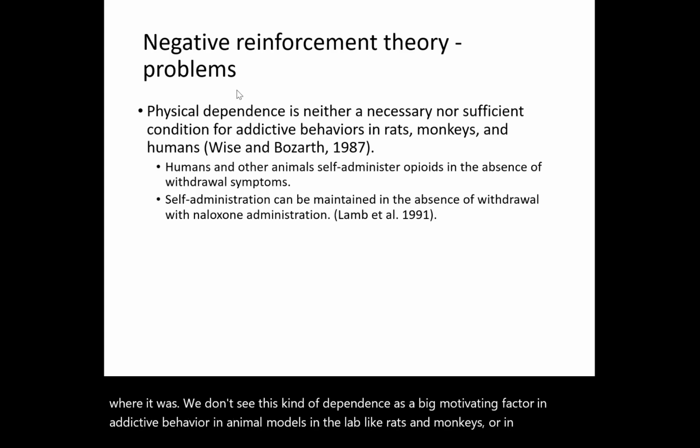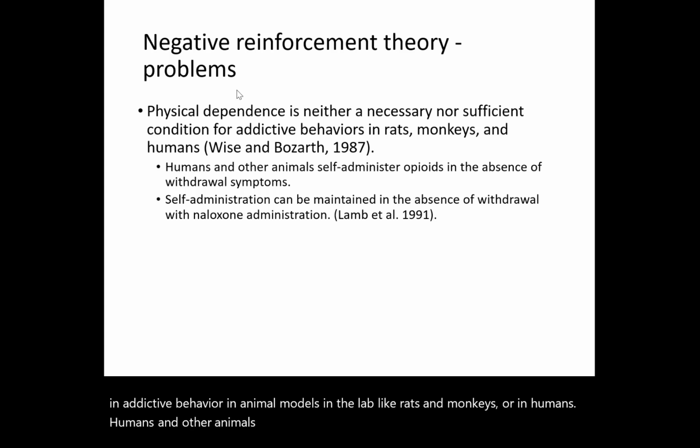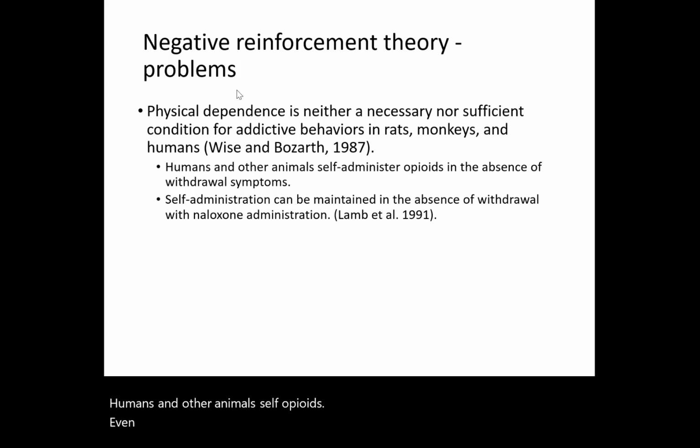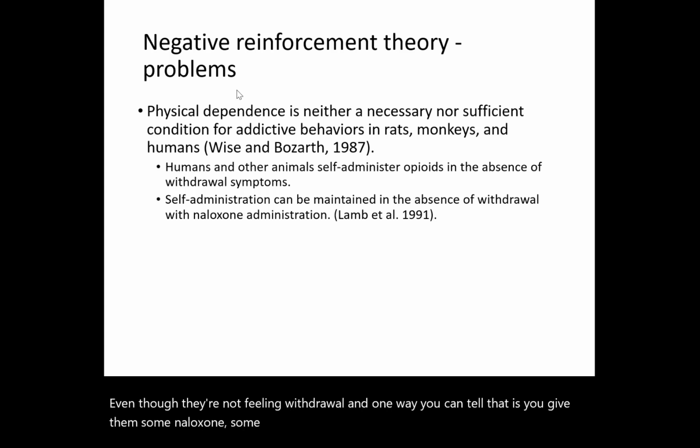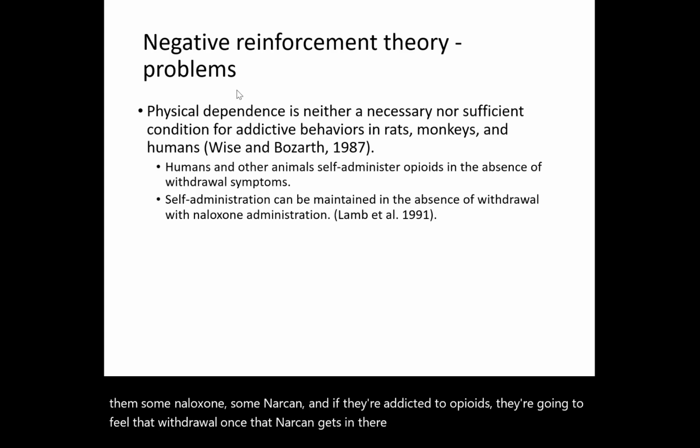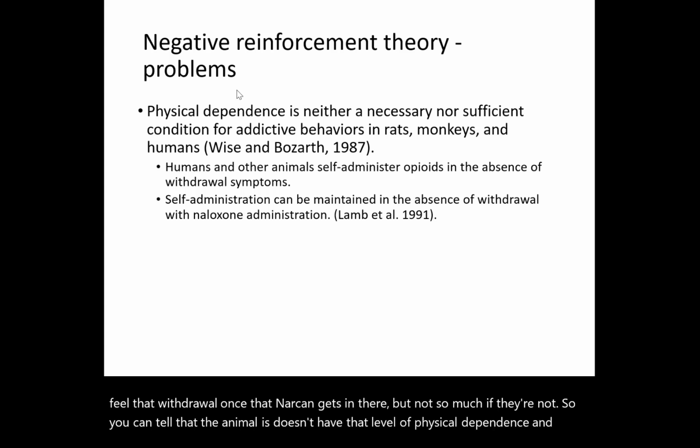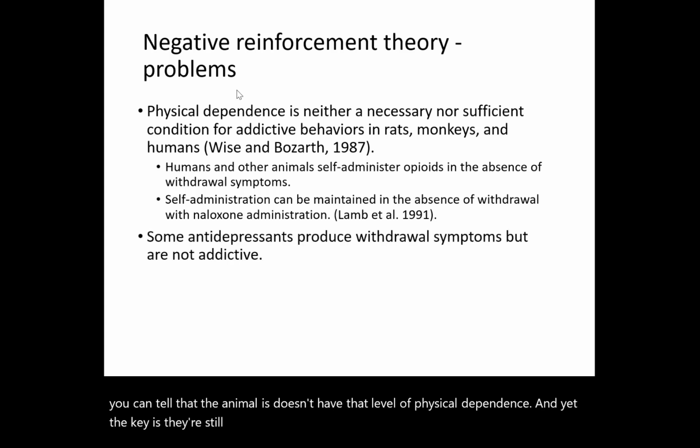Humans and other animals self-administer opioids even though they're not feeling withdrawal. And one way you can tell that is you give them some naloxone, some Narcan. And if they're addicted to opioids, they're going to feel that withdrawal once that Narcan gets in there, but not so much if they're not. So you can tell that the animal doesn't have that level of physical dependence, and yet the key is they're still motivated to take the drug.